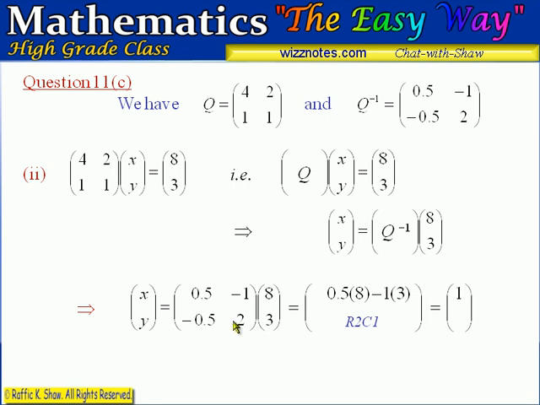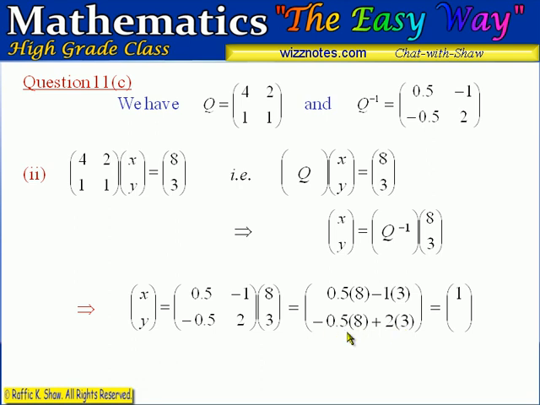And then this element here is row 2, column 1. So we multiply this row 2 by this column 1. So we are multiplying this -0.5 by this 8, and we are multiplying 2 by 3. We go along the row and down the column. So it's this element multiplied by this element, and this element multiplied by this element. Row 2 multiplied by column 1. So let's show that calculation here. And that's it. -0.5 multiplied by 8 plus 2 multiplied by 3.